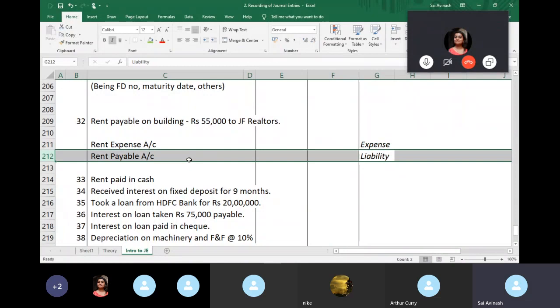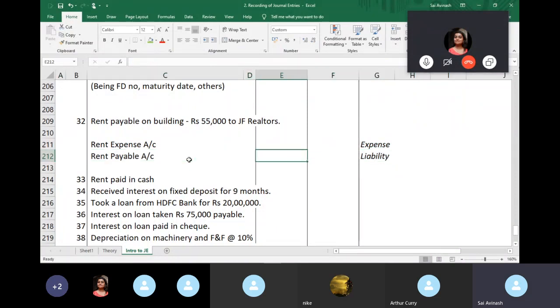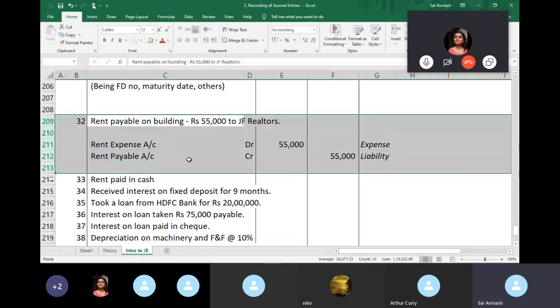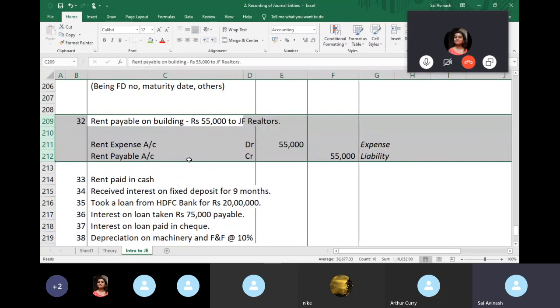So this I have to pay in the future. It's an obligation the enterprise has to pay at a future point of time. Yeah, it meets the definition. So liability increases, so credit. My expense increases, debit, 55,000. So as of second, I have established and accounted the fact that I owe somebody some money.